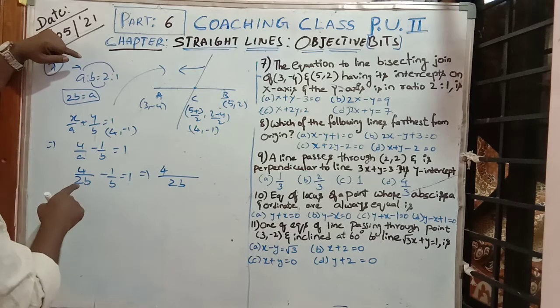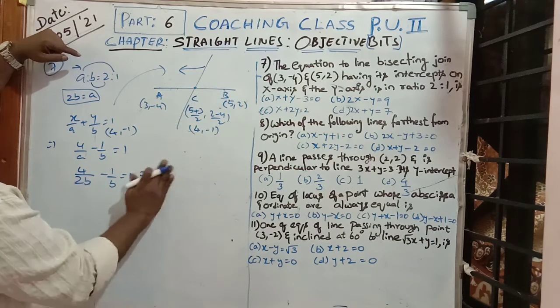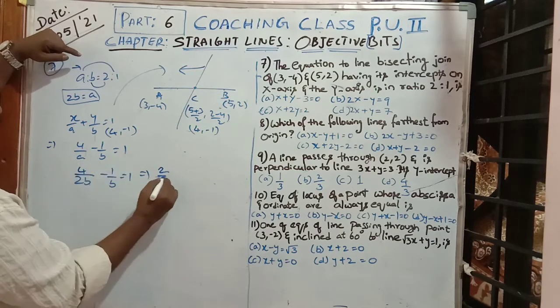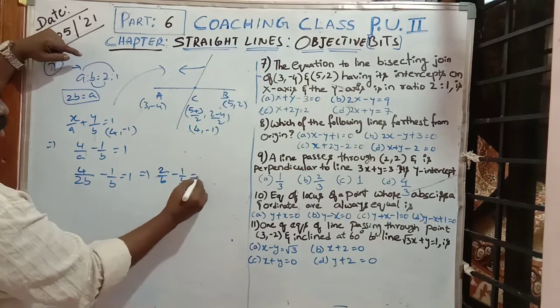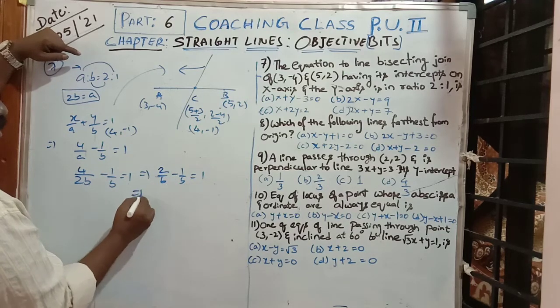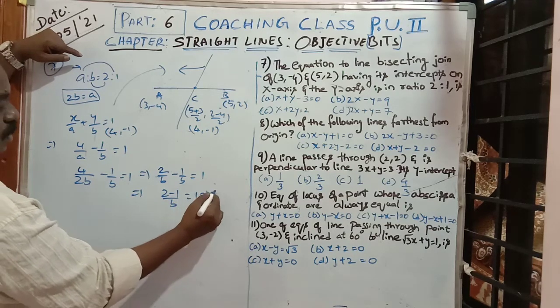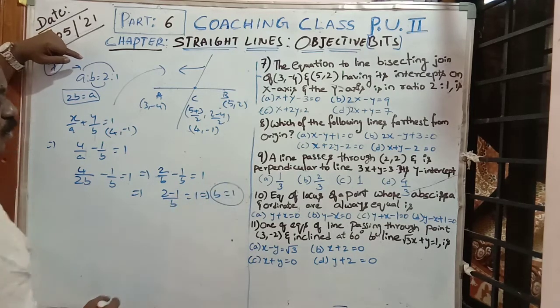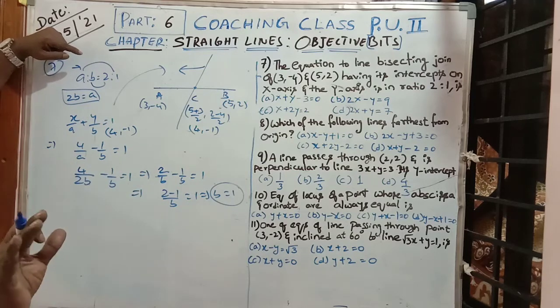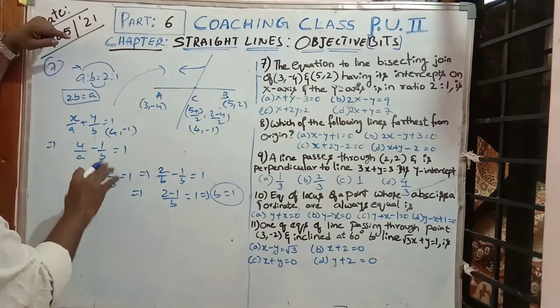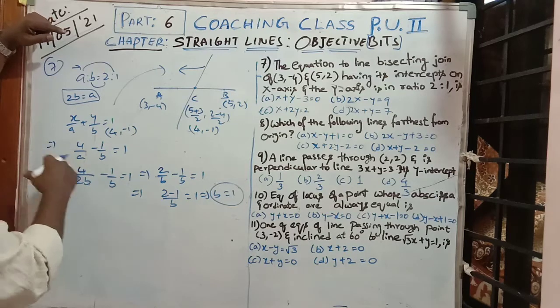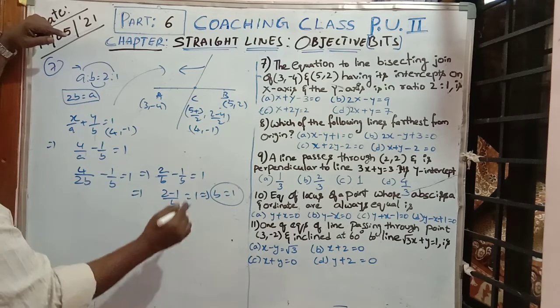Or otherwise you do it. 2 2s are 2 by b minus 1 by b is equal to 1. It is 2 minus 1 by b is equal to 1. That implies b is equal to 1. So b value is 1. Any confusion? You do whatever method to simplify. b is equal to 1.